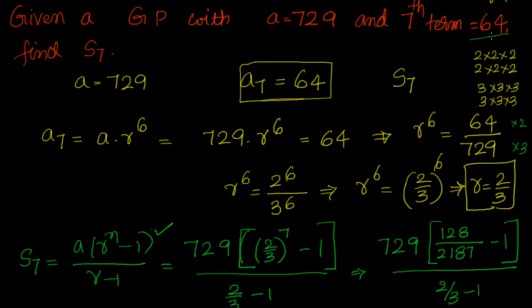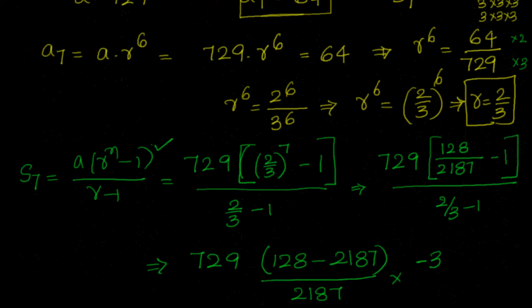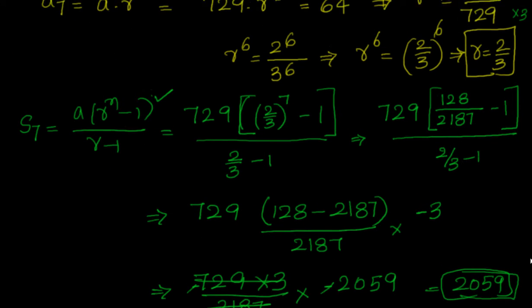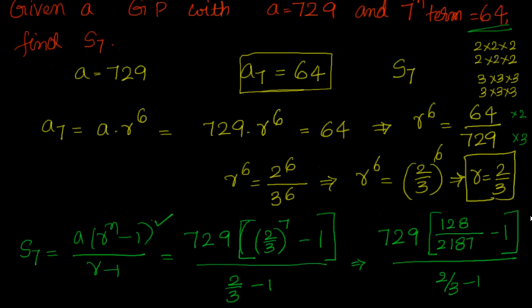To get R, we have A7 equal to 64. We know A, we know the A7 value, find out R. Once you get R, you know A, you know R, substitute in S7. A little bit of simplification, after that you will get your value. S7 is nothing but equal to 2059.